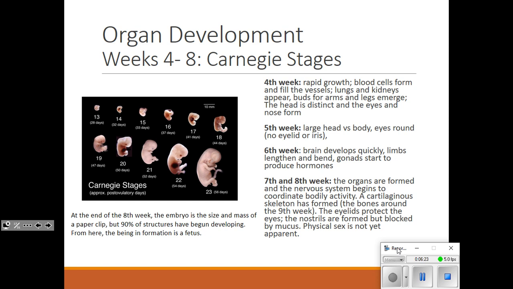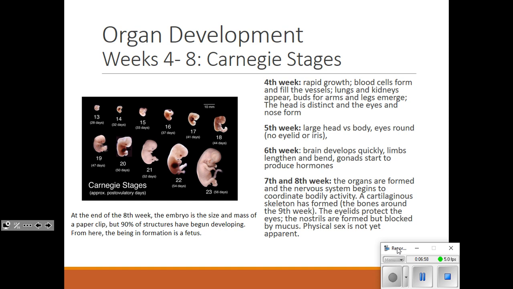Some cells that are going to be the lungs and kidneys appear. Buds start to appear. Eyes and nose and head start to form. Week 5, so 5 weeks, would take us to about day 35. So that's between picture 15 and 16. The head starts to really enlarge at this point and become large compared to the rest of the body. The eyes start to look like eyes. They don't have all of the structures yet. Like, there's no eyelids. There's no iris.